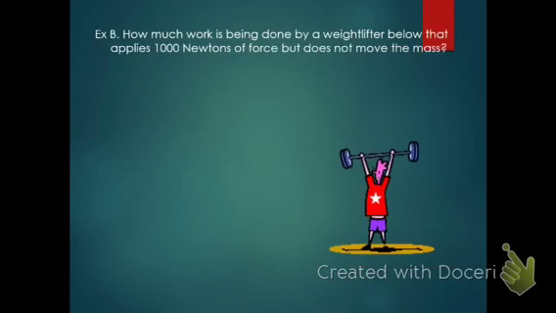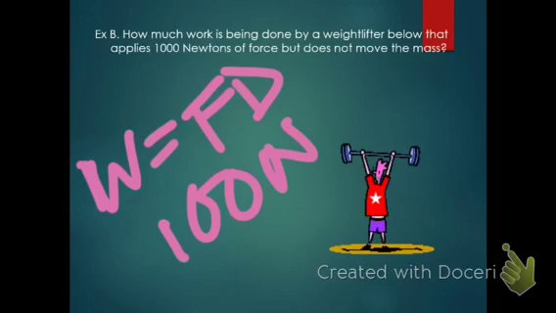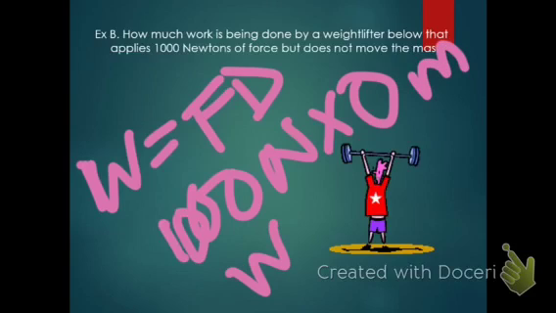Okay, how much work is being done by a weightlifter that applies 1,000 newtons of force but does not move the mass? If we use our formula, work equals force times distance, our force is 1,000 newtons, times 0 meters, work equals 0. So guess what? If he isn't moving that, no work is being done. He's just holding it there. It's not moving a distance. No work is being done. So remember that for work to be done, you have to apply a force and it has to move.